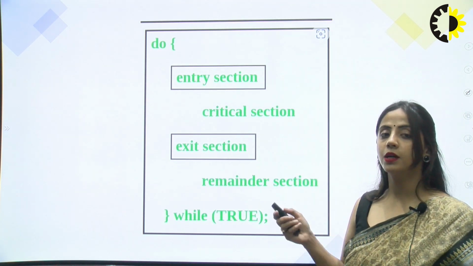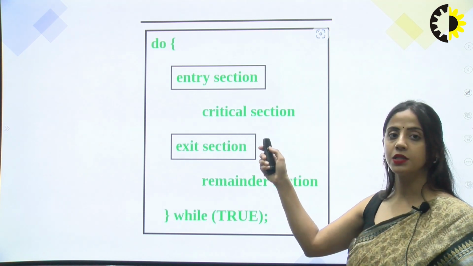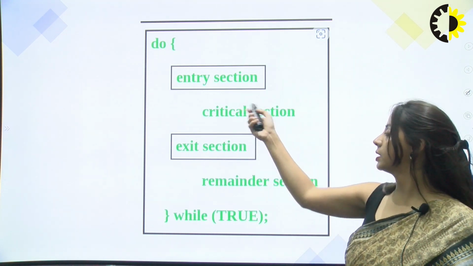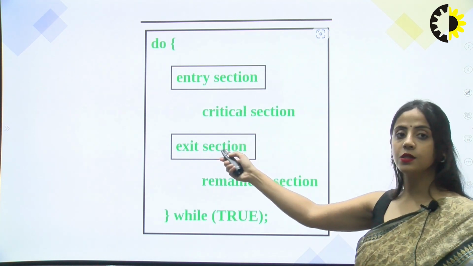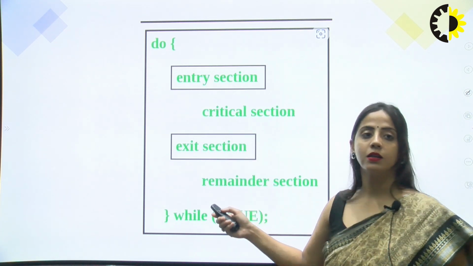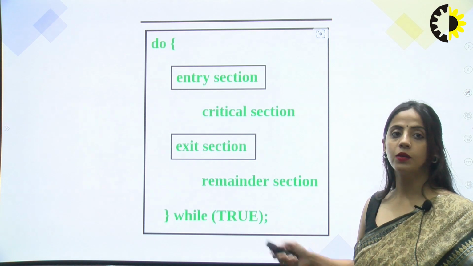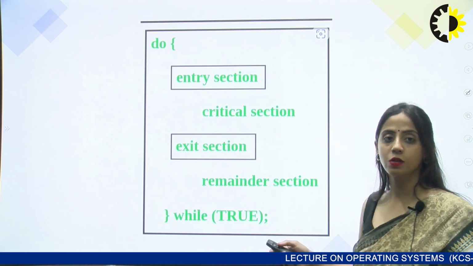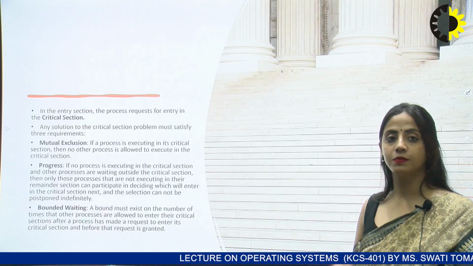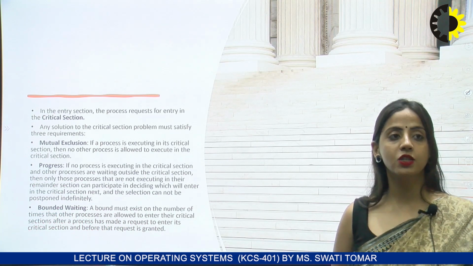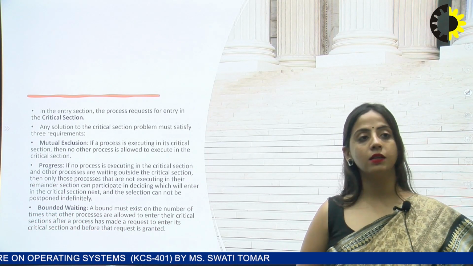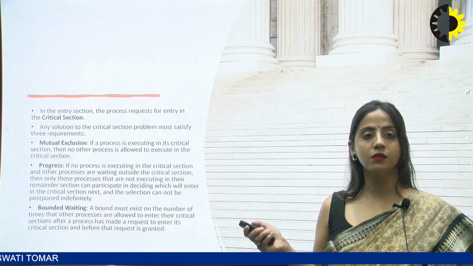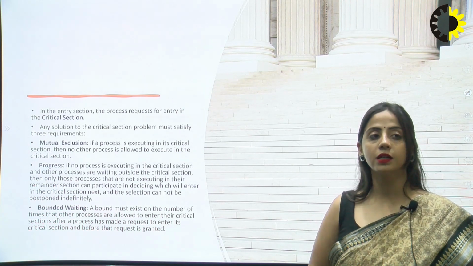See, this is the example of your critical section. This is the entry section, where you enter the critical section. Then this is your exit section and this is your remainder section. So, this is your do while loop, and here all the manipulations or all the data are performed. In the entry section, the process requests for entry in the critical section. What happens in the entry section? The process will request for entry in the critical section.